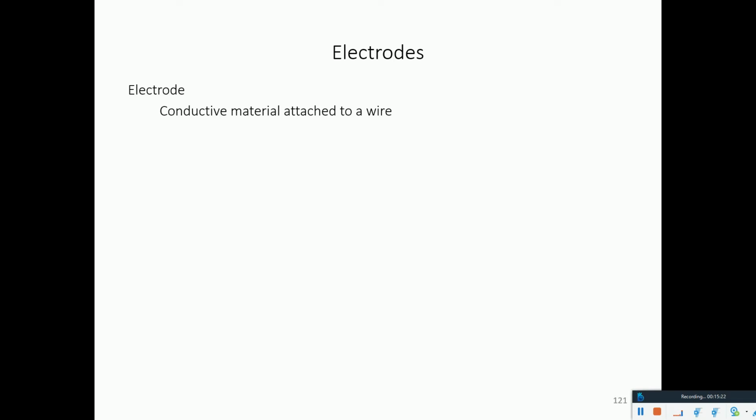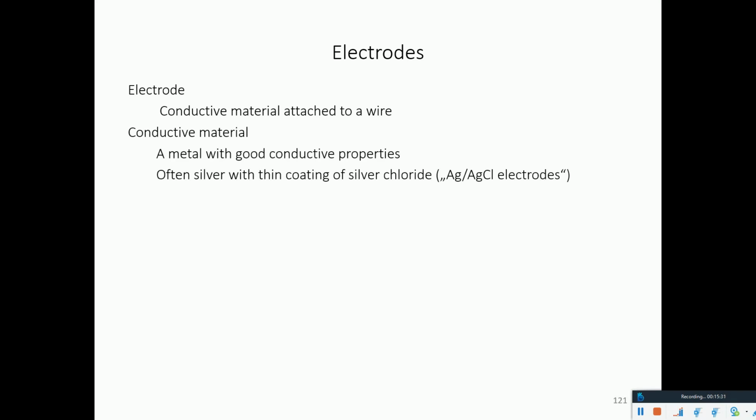So what is an electrode? An electrode is just a conductive material attached to a wire. Simple as that. And as conductive material, what is usually used are metals with good conductive properties, and these are often silver. So this is often silver with a thin coating of silver chloride. These are these AgCl electrodes, which are kind of the most common thing. They are electrically conductive, so whenever there's some current or potential fluctuations somewhere, they pick that up and propagate this, for example, to an EEG amplifier.